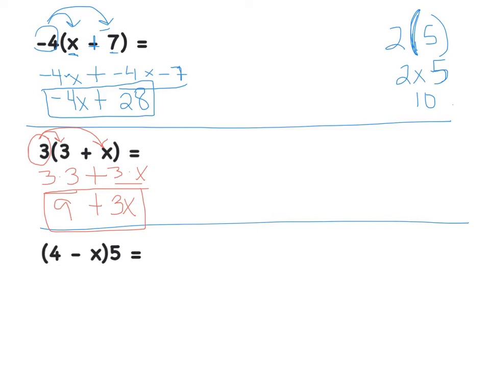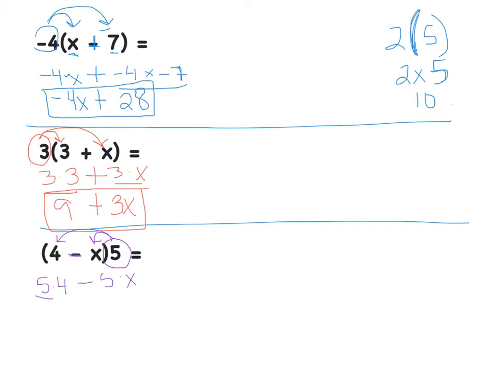This one I noticed the 5 is on the other end. Okay, so my outside number is on the right side instead of the left side. Don't let that freak you out, okay? Have no fear. Not something to worry about. We are still going to distribute the 5. We're still going to multiply by 4. So 5 times 4 minus, because there's a minus sign here, 5 times x.